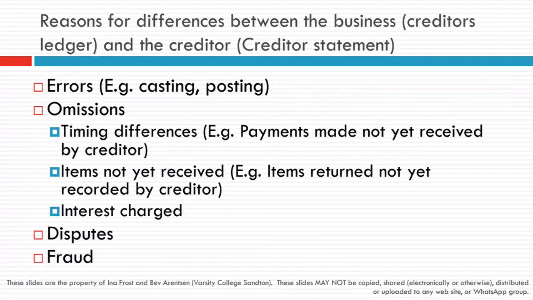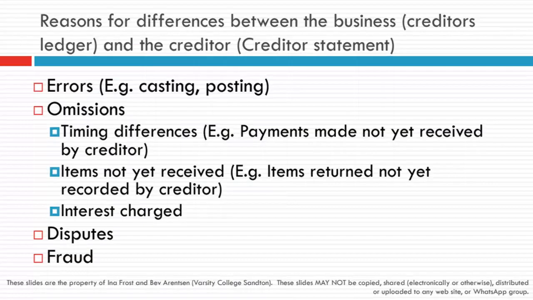Now, why would there be differences between what the creditor is showing and what we have in our creditor's ledger? There can be a variety of different reasons, including things like errors that could have been made on either side. There could be differences between when a transaction is recorded on the business side versus on the creditor side. There can be amounts that are being disputed between the two businesses, or even a fraud that has taken place.